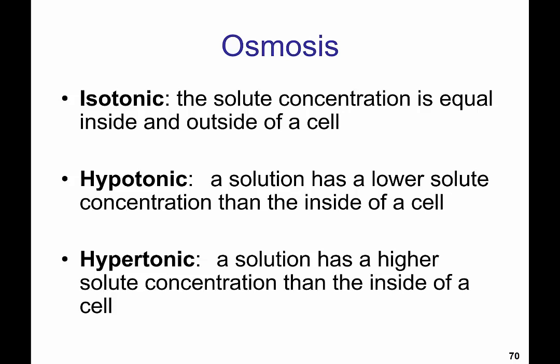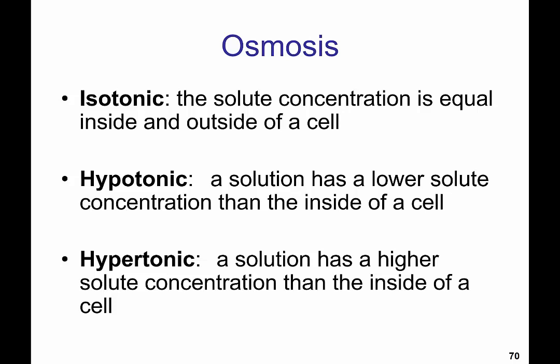In osmosis, we're comparing solutions to see the likelihood of water molecules moving one way or another. Here, we're going to compare the interior of a cell to the exterior of a cell, as though we place a cell within a solution. If that solution is isotonic, iso means same. The solute concentration is equal inside and outside the cell.